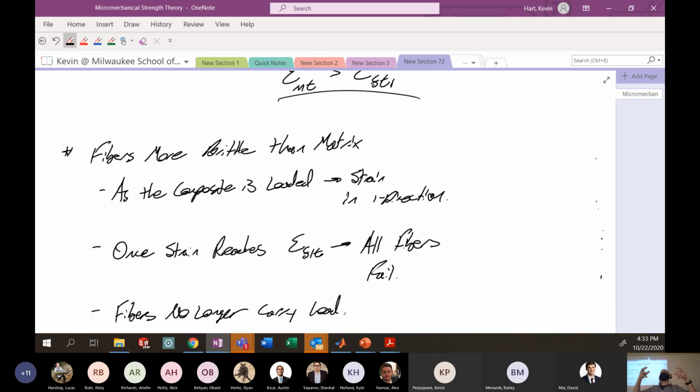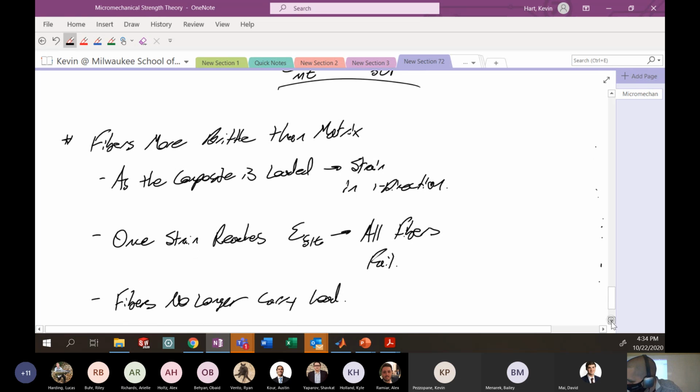But if you have tons and tons of fibers, basically, let's say 70% fiber volume fraction, and then all of a sudden they all fail once you reach this fiber strain to failure, then there's no way that that 30% matrix that's left over is probably going to be able to hold that load, and the whole thing is just going to catastrophically fail. Okay? So let's put some math to that.